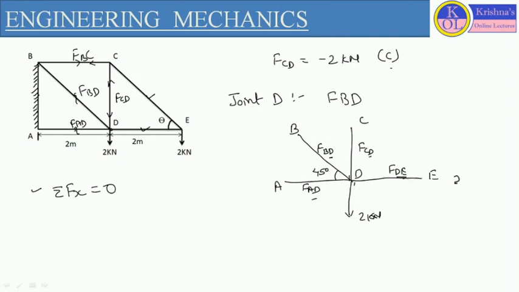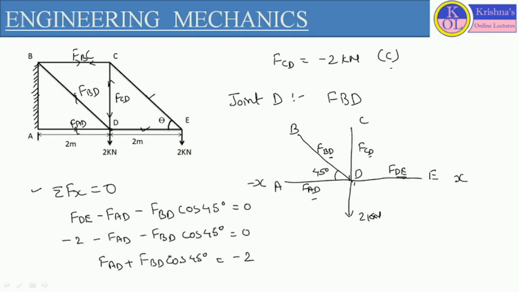FDE will be positive because it is in positive x direction, FAD is negative because it is in negative x direction, and the other, which is in inclined direction, is FBD. So we will define the horizontal component of FBD. Let's write down the equation: FDE minus FAD minus FBD cos 45 equals to 0. FDE is known, that is compressive load 2 kilonewton, so we will write minus 2 in place of FDE, and the rest of the terms will be same. So we can define this equation: FAD plus FBD cos 45 equals minus 2.